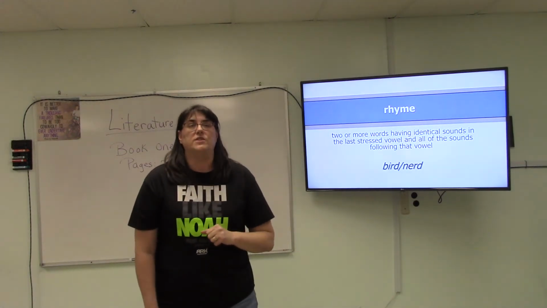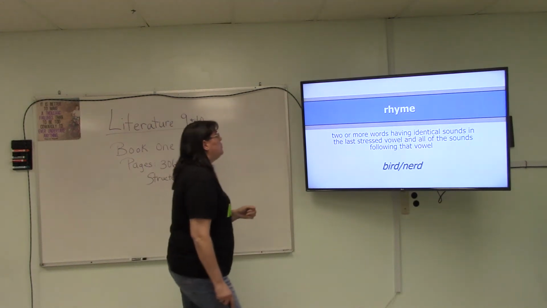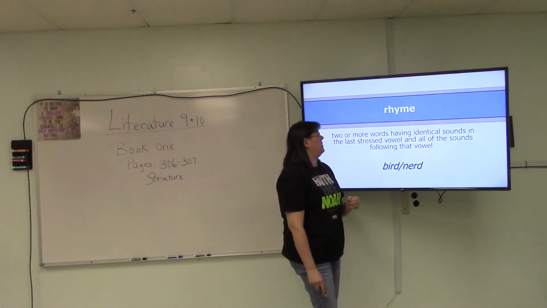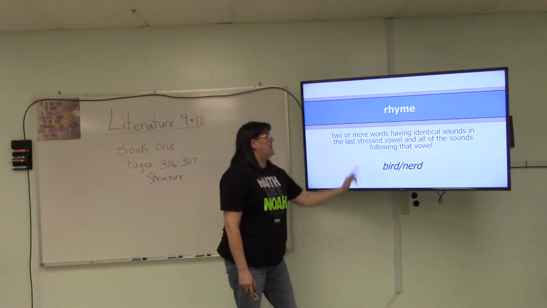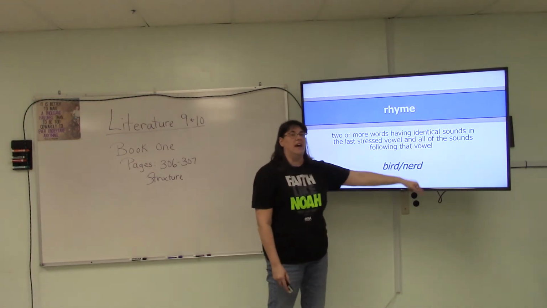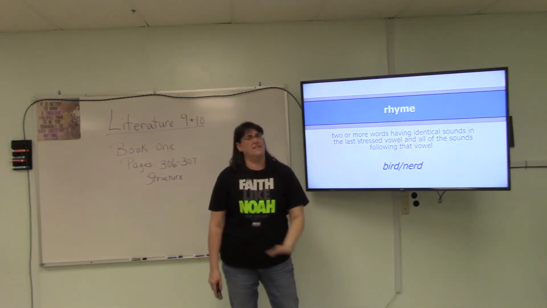Write it down. What's a rhyme? Well, it's on page 306. But a rhyme is 2 or more words that have identical sounds. And it's usually in the last stress of the syllable, like bird and nerd. Notice the B in the end don't rhyme. Not the B and the N, that doesn't rhyme.